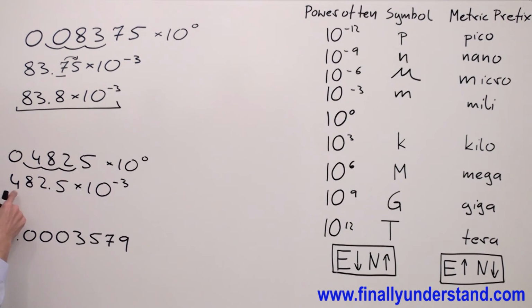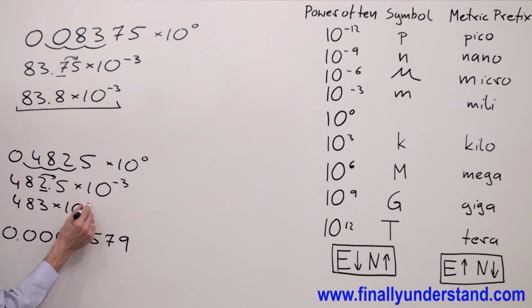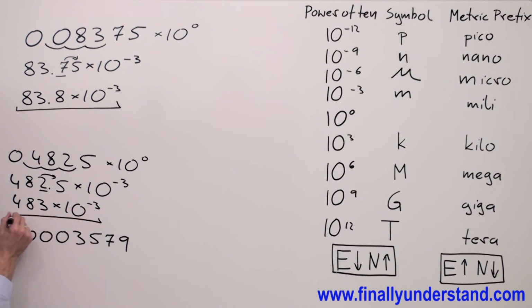I'm supposed to round this number to 3 significant digits. 1, 2, 3. You have to check what we have behind the rounding position. Okay, I have 5. Anytime you have 5 or number greater than 5 behind the rounding position, you're supposed to add 1 to the underlined number. That's why I'm going to have 483 times 10 to negative 3. And this is the solution to the problem.